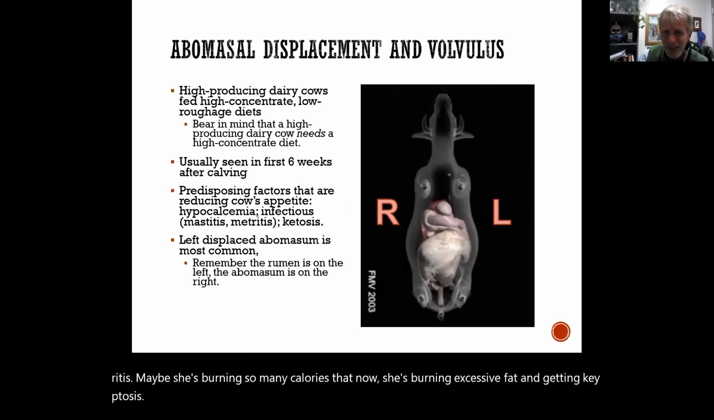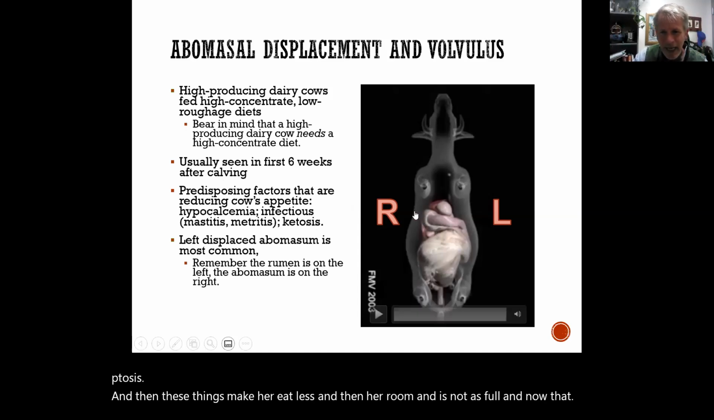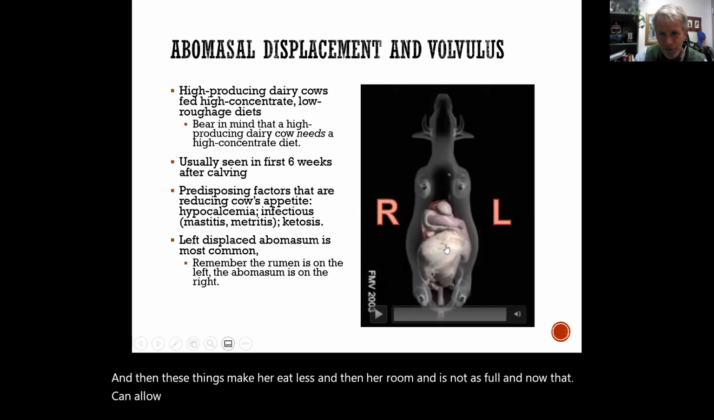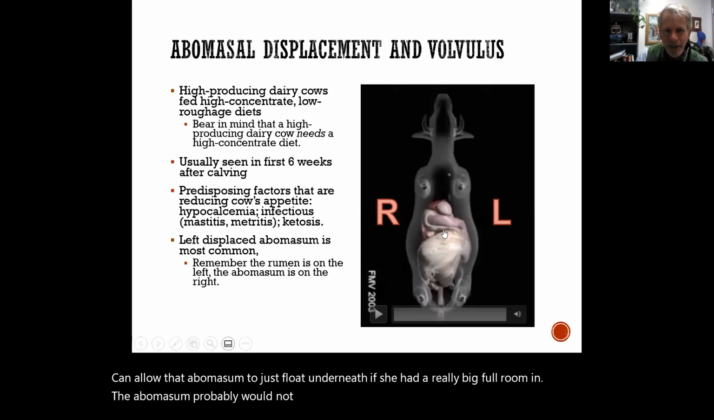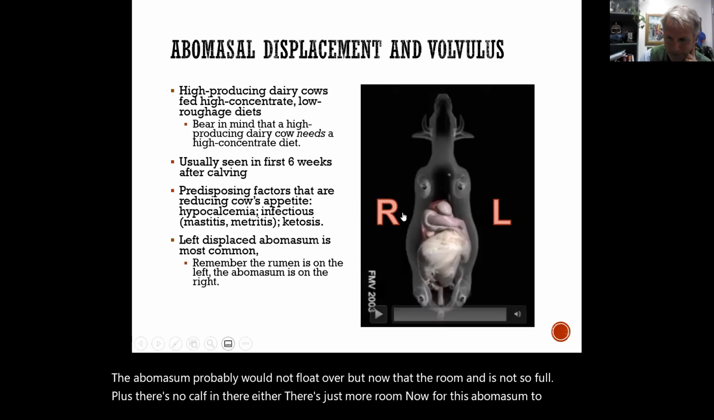And then these things make her eat less, and then her rumen is not as full, and now that can allow that abomasum to just float underneath. If she had a really big full rumen, the abomasum probably would not float over, but now that the rumen is not so full, and plus there's no calf in there either, there's just more room now for this abomasum to be displaced.